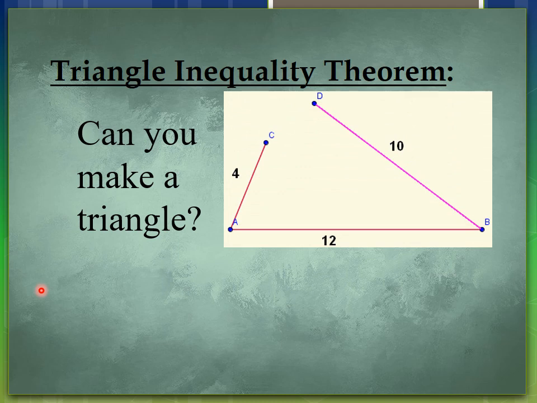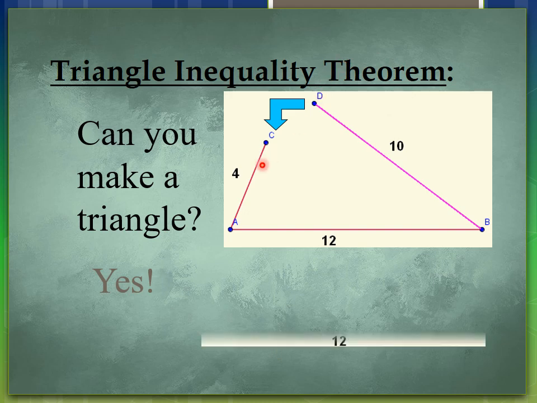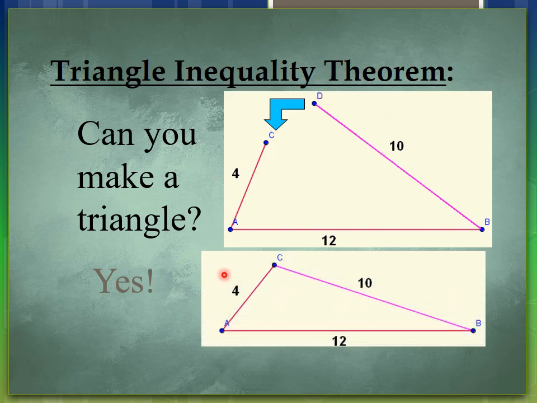Look at this given diagram. Can you make a triangle from this data? Here AC is 4, BD is 10 and AB is 12. What do you think? Yes, we can make a triangle. We will connect D and C. Then you will get a triangle ABC like this.